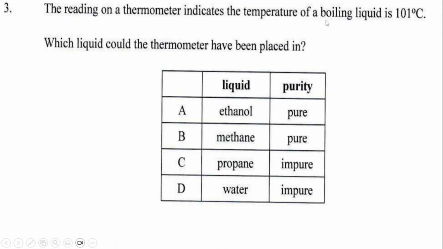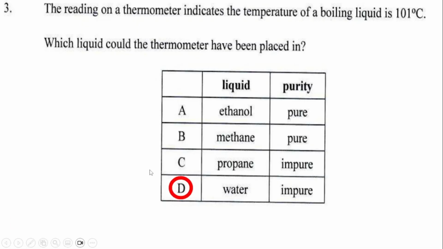Let's move on to question number 3, and it says the reading on a thermometer indicates the temperature of a boiling liquid. Let's say that again. The reading of a thermometer indicates the temperature of a boiling liquid is 101 degrees Celsius. Which liquid could the thermometer have been placed in? Is it the liquid ethanol and the purity is pure? Is it the liquid methane and the purity is pure? Is it the liquid propane and the purity is impure? Or is it the liquid water and the purity is impure?